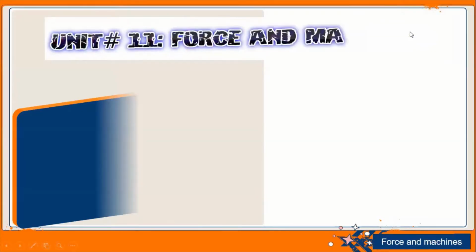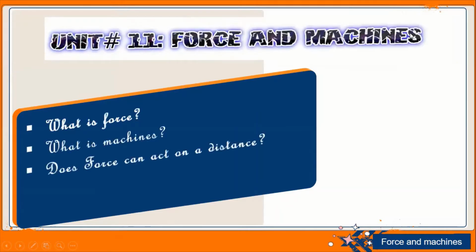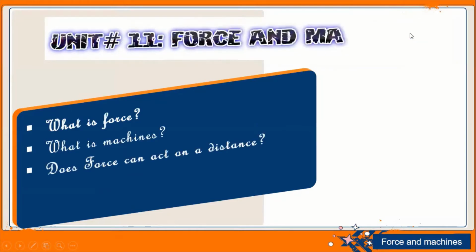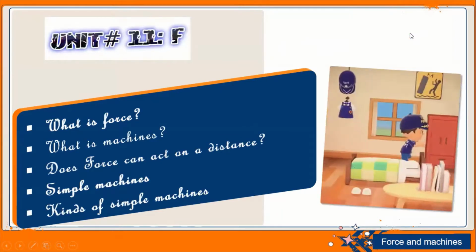This is the continuation of unit number 11, Force and Machines. We'll review about the force, machines, how the force can act on a distance, simple machines, and kinds of machines. So let's get started, students.